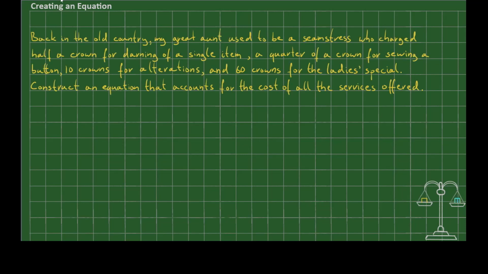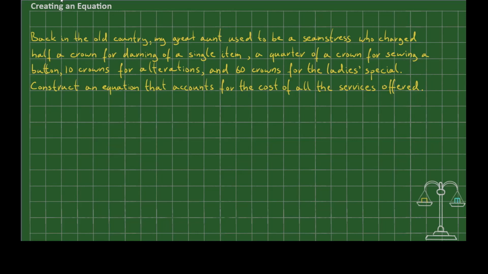So it turns out that back in the old country, my great aunt used to be a seamstress. She charged half a crown for darning of a single item, a quarter of a crown for sewing a button, 10 crowns for alterations, and 60 crowns for the ladies' special. I do not know what the ladies' special is. However, I do remember that my great-aunt had an armoire that was full of strange rolling pins and leather masks. Anyway, what we need to do is construct an equation that accounts for the cost of all services offered.